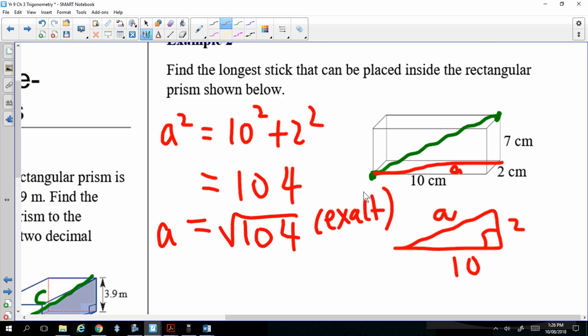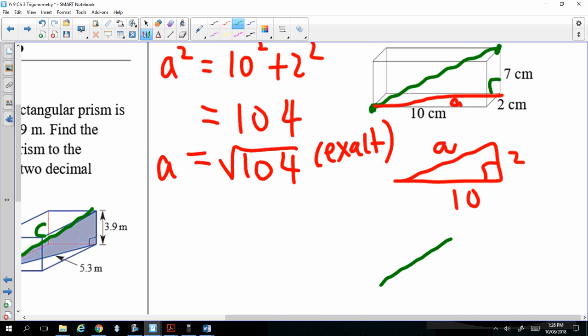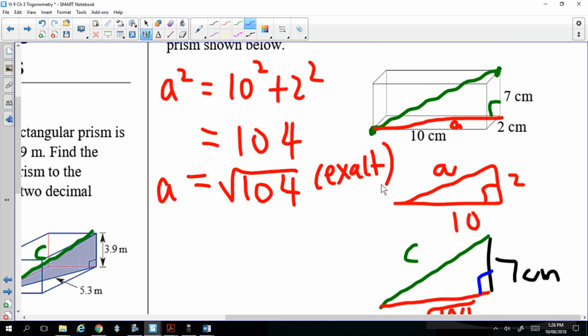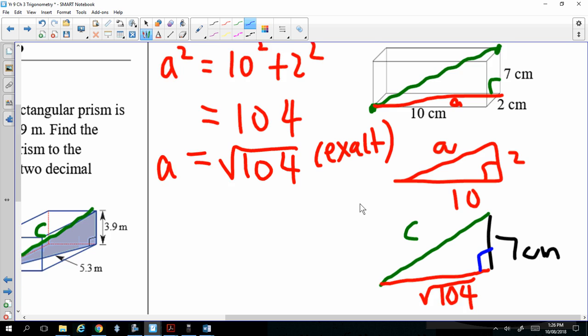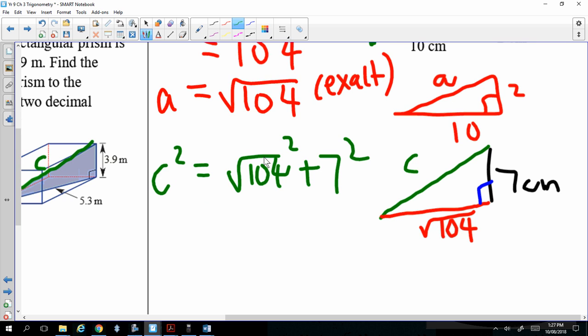Okay, it's not just the answer. Let's go through the working out. Then you look at this triangle. So I draw the triangle on the top. You have a green side, you have the red side, and the side here. Now I'm showing you, that's your A, which is root 104. You have to find out C. Does that make sense? So I drew the bottom triangle first. Let's work out this triangle. Use Pythagoras again. C squared equal root 104 squared plus 7 squared. Notice that when I square the square root, it just gets rid of it.